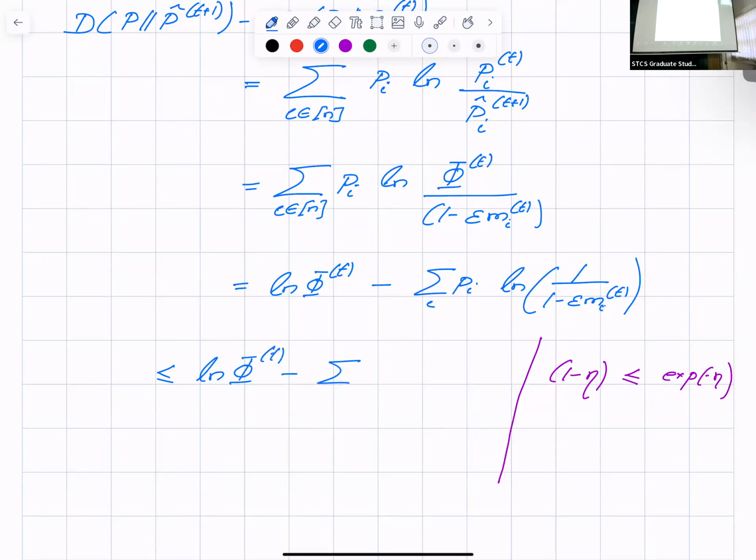So this is ln PT minus summation Pi, exp of minus eta, and I'm just going to get minus epsilon MIT. Is that right? So that's a nice quantity. Remember, this is exactly ln PT minus epsilon times the inner product between the vector MT and the fixed probability distribution P.